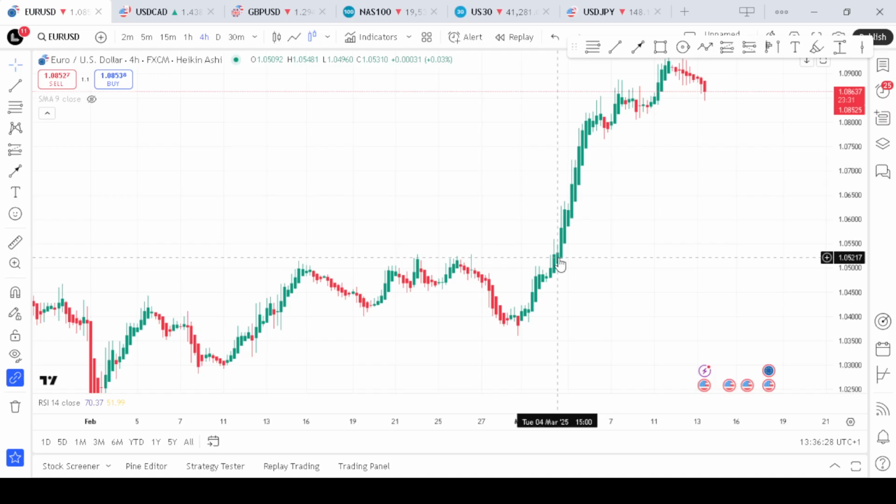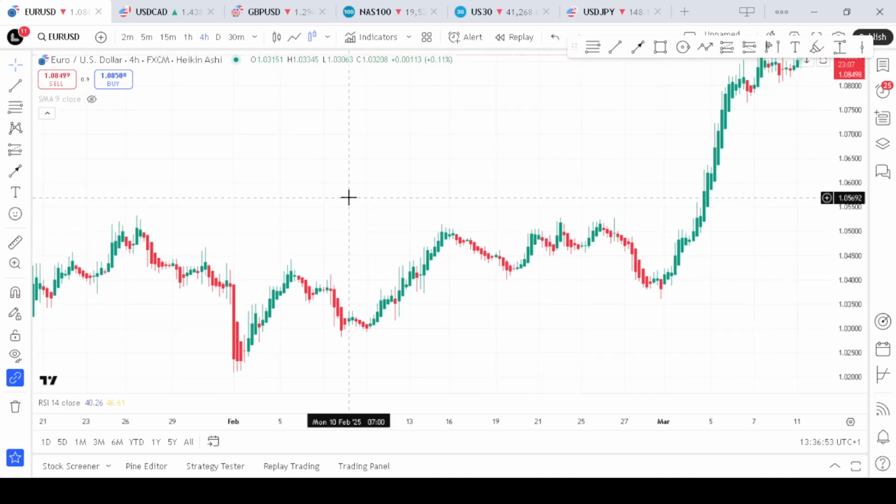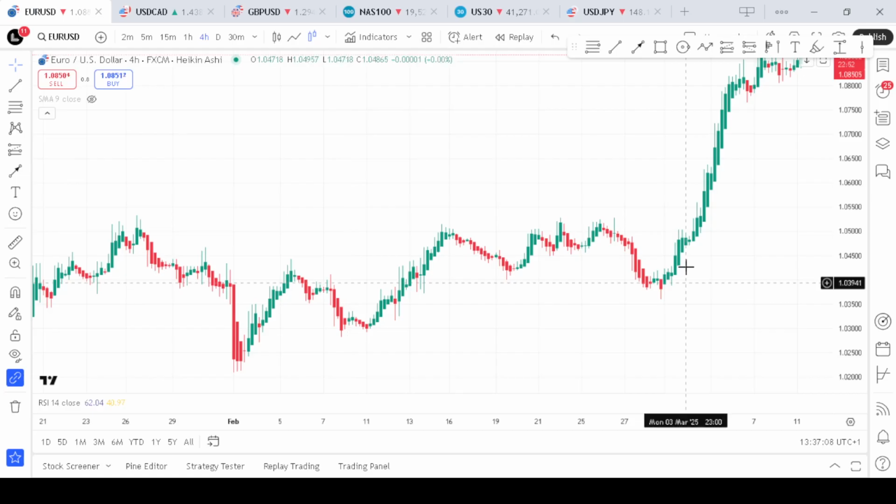When analyzing Heikin Ashi charts, pay attention to the color and the structure of the candles. A sequence of green candles indicates an uptrend, and a sequence of red candles indicates a downtrend, as we can see from my screen. One of the most effective ways to use the Heikin Ashi is for trend identification and trend continuation. Remember, when you see consecutive red candles, it signals selling pressure, and when you see consecutive green candles, it signals bullish pressure.